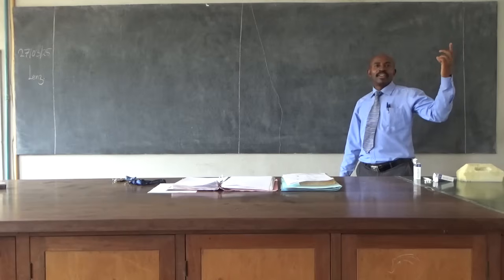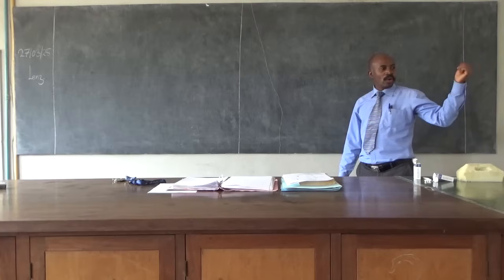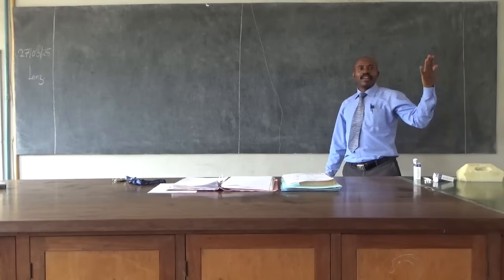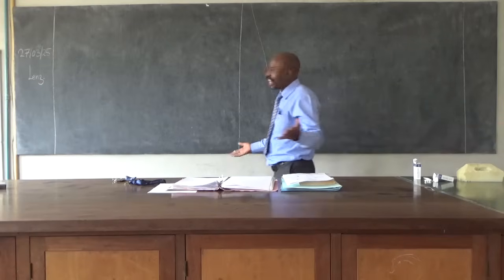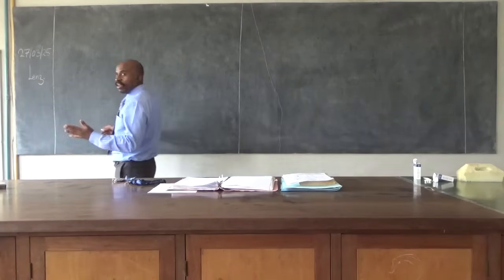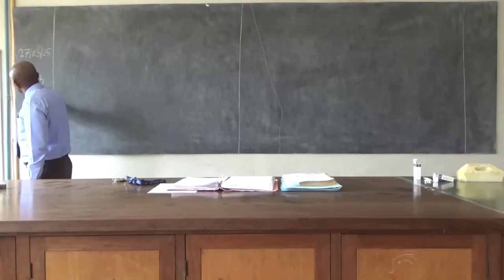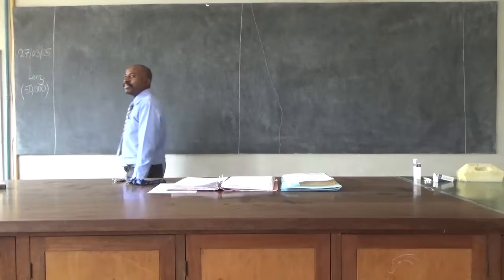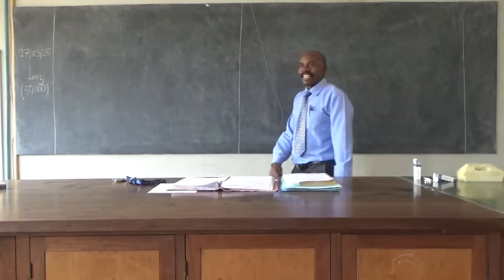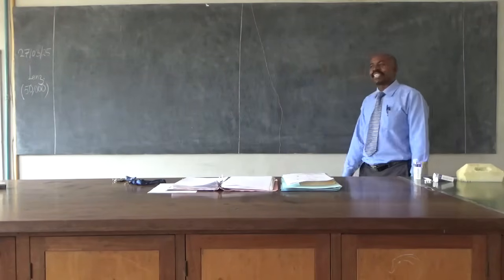5, 4, 3, 2, 1, 0. You have just missed 50K. 50,000. They call it what? The chimpanzee. Hey, the chimpanzee. You have missed the chimpanzee.